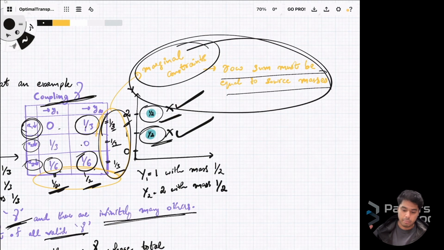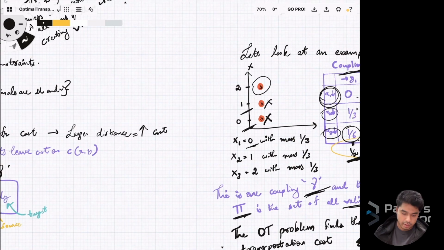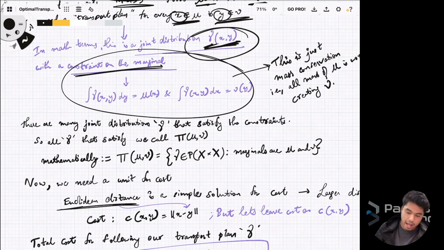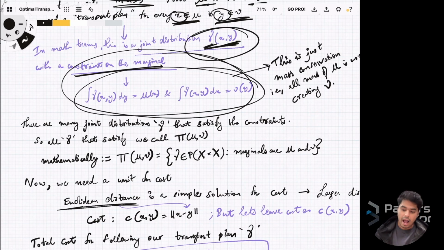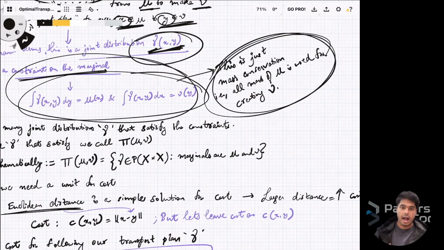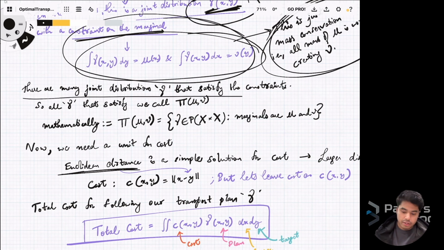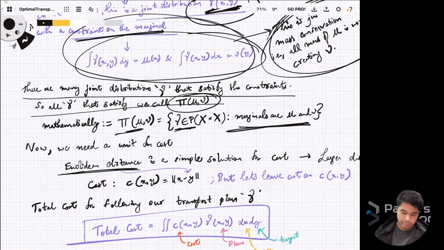So the preservation of mass, in mathematical terms, becomes a marginal constraint, right? So this is what happens here. We essentially are trying to find a coupling plan which follows this constraint, and this just means that all of the mass is conserved. And this marginal constraint is what makes the coupling joint distribution, the coupling plan, valid in some sense. There are many joint distributions gamma that satisfy the constraint, and the collection of all of them is what we call pi, as we discussed before. Mathematically, pi is just the set of all gammas where the marginals are mu and v, right?